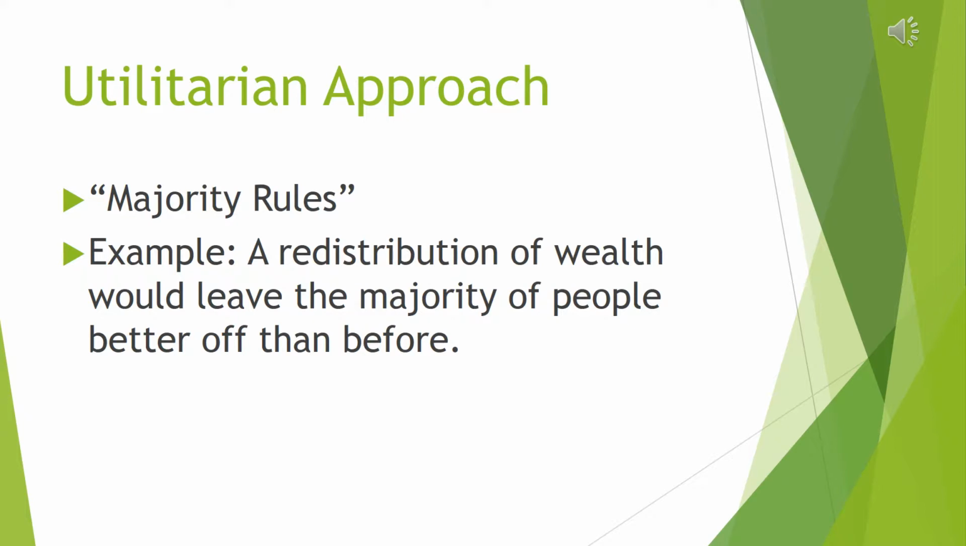The utilitarian approach points out the philosophical idea of doing the greatest good to the greatest number. For example, if we were to redistribute wealth in our society, it would probably leave more people better off than before. According to the utilitarian approach, this is an ethical decision. This approach can be flawed as not all ethical decisions should be focused on the greatest number.